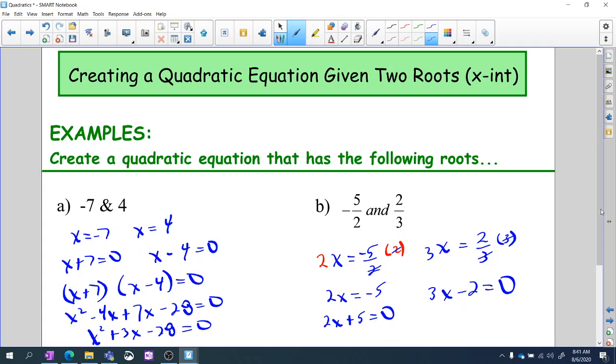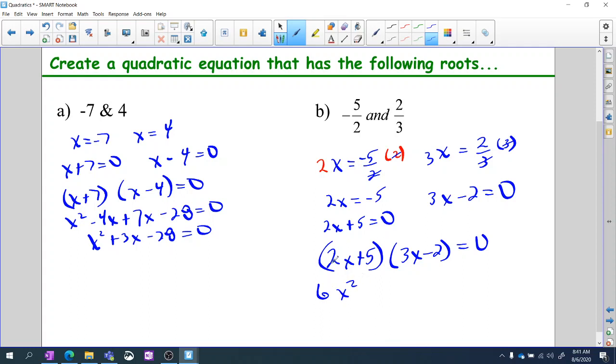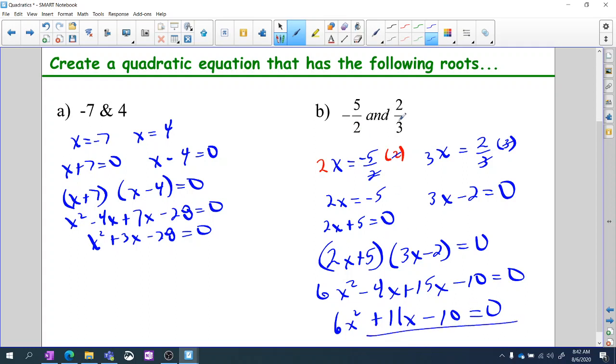Then take your 2 linear equations and multiply them together to get your quadratic. 2x plus 5, you need to multiply it by 3x subtract 2. 6x squared, take away 4x plus 15x, subtract 10 equals 0. Collect those middle 2 together. And there you have it. That quadratic would have those solutions.